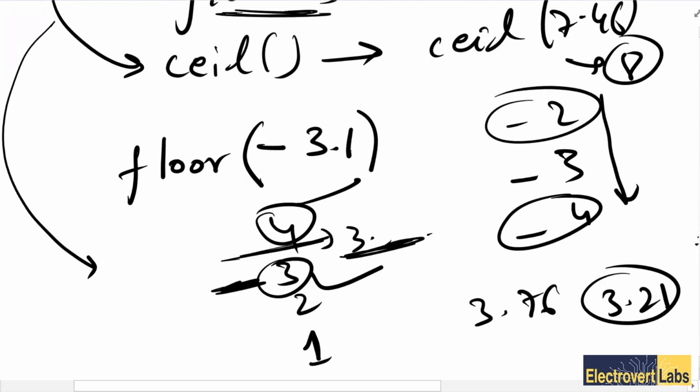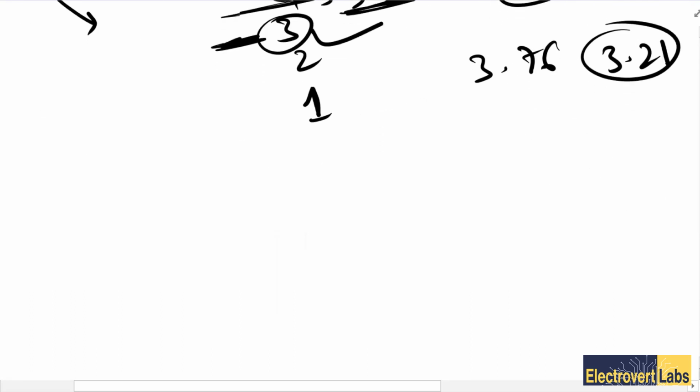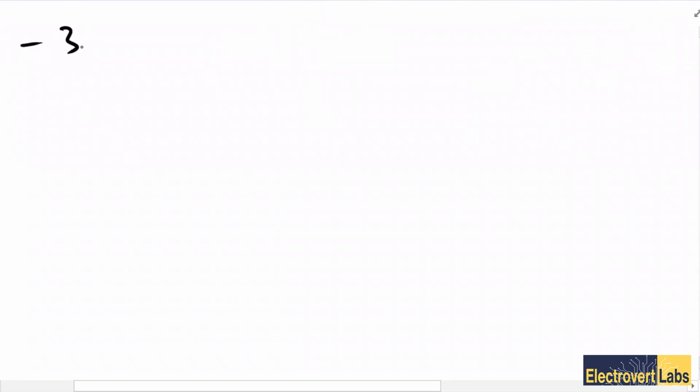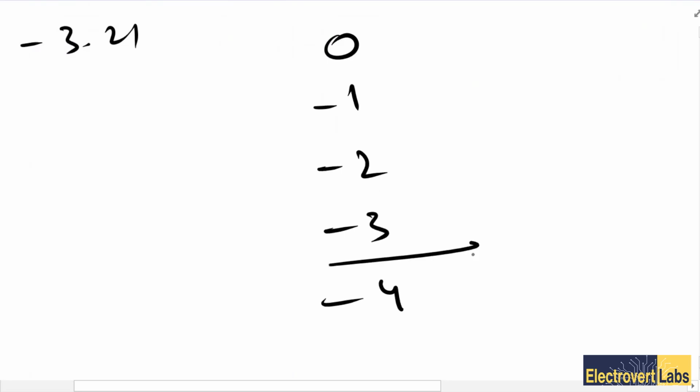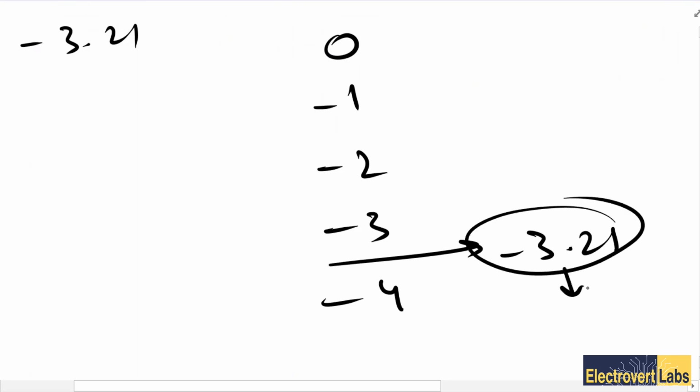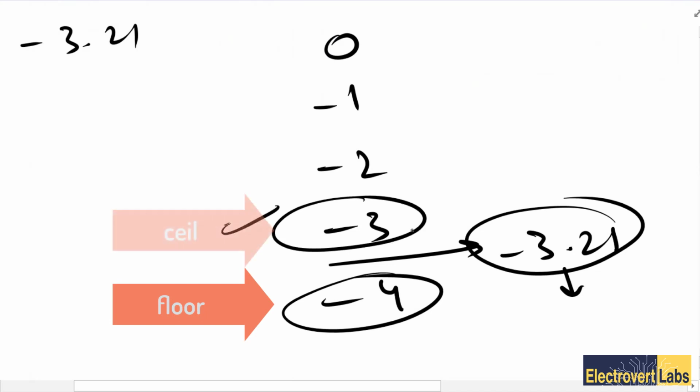So similarly, I asked you what will be the floor of minus 3.21. Just write it like this: 0, minus 1, minus 2, minus 3, minus 4. Now here you have minus 3.21. So what is the floor? For floor you always go down, so it is minus 4. And if I ask ceil, then you will get minus 3.